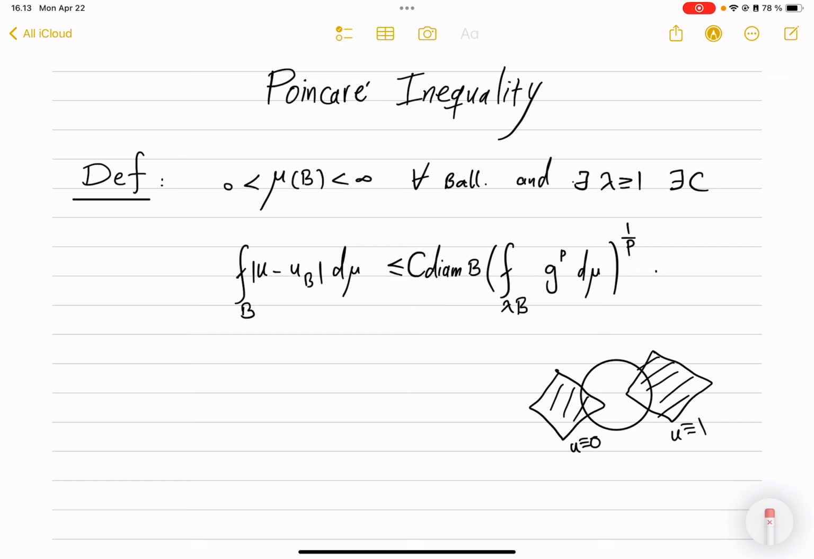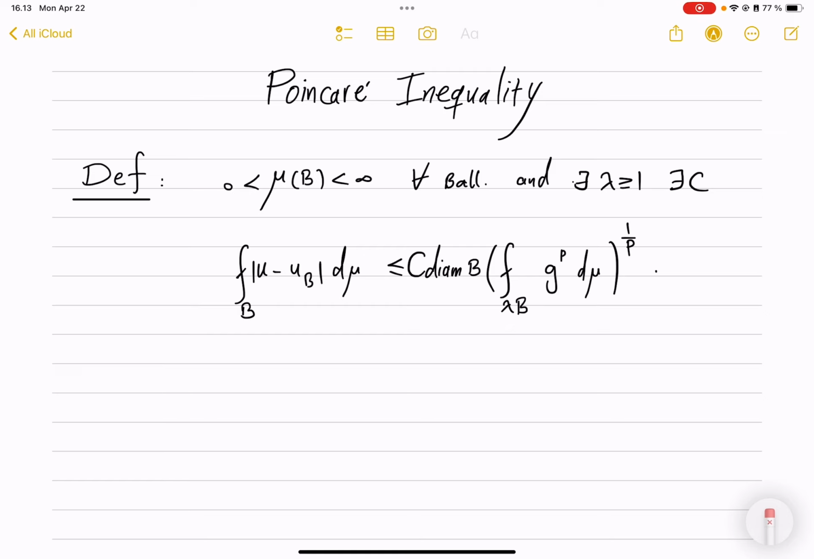Then we mentioned that Sobolev functions satisfy the Poincare inequality. And now that we've introduced Newtonian spaces, we can revisit those examples and talk about some geometric properties related to that.